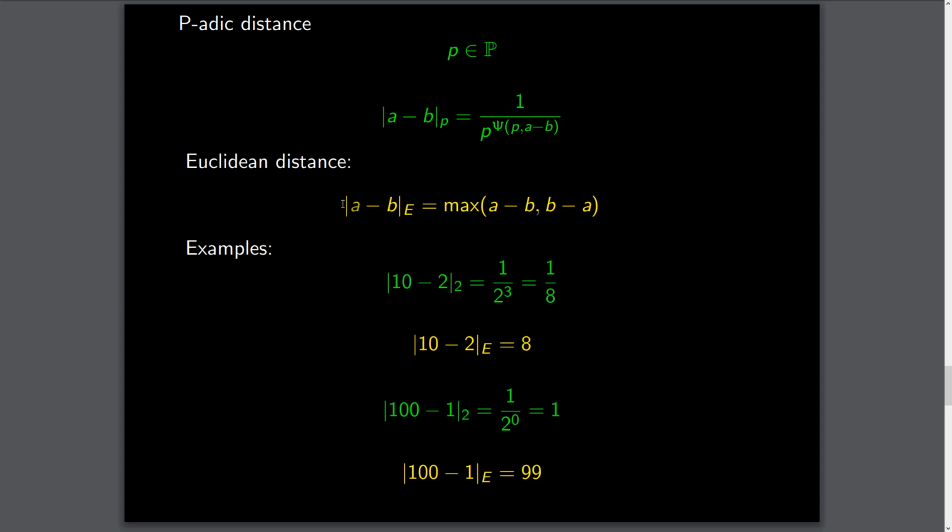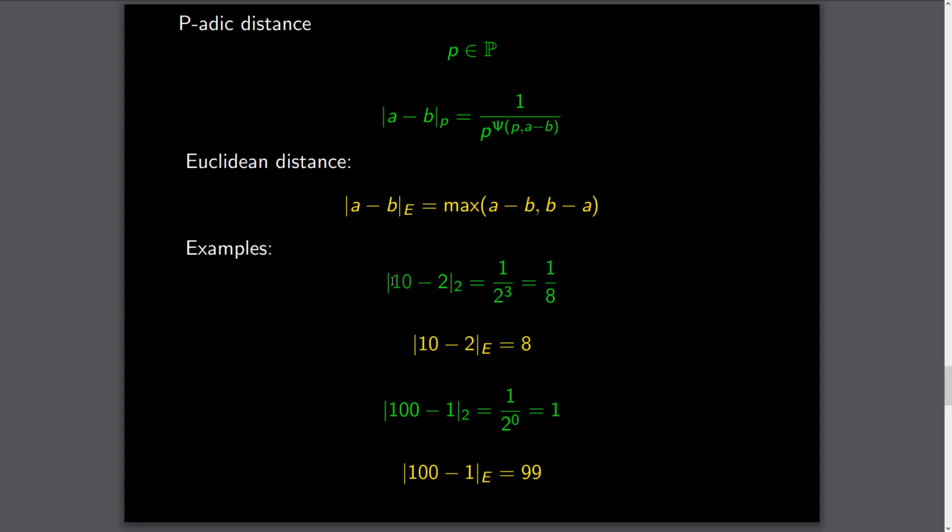And in the case of the Euclidean distance, well, Euclidean distance is the same concept as a layman would think of as distance. It can be defined in a myriad of different ways. For example, the maximum of a minus b and b minus a. That's only one example of how you can define this Euclidean distance. There are definitions, for example, which involve the sine function.